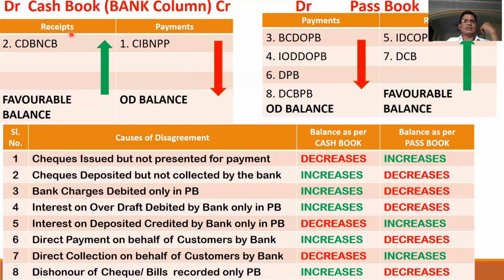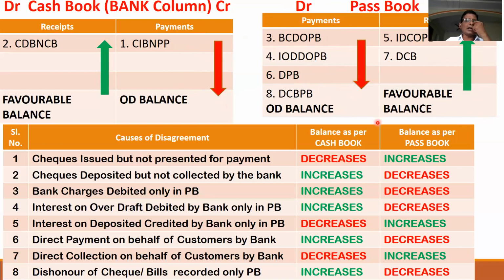This is the cash book. This is the passbook. This is the debit side of the cash book, receipts. Whatever you debit, the cash book balance increases. This is the payment side of the cash book. Whatever you write on the credit side, the cash book balance decreases. This is the debit side of the passbook, payments. Whatever you debit in the passbook, the balance decreases. This is the credit side of the passbook. Whatever you credit, the passbook balance increases.